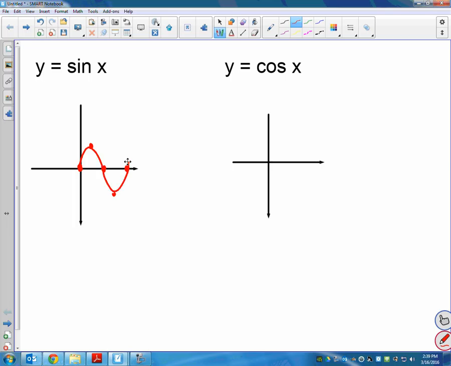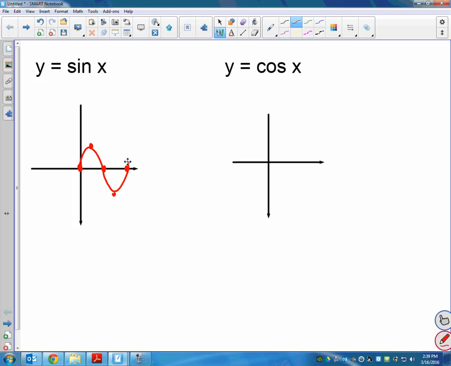And no matter what the shift is or the stretch, if you know that basic shape and you can figure out the period and where that starts, you can use that. So we're going to use that as our base as we do these sine graphs. And we can do the same thing for cosine, is we have our 5 key points.